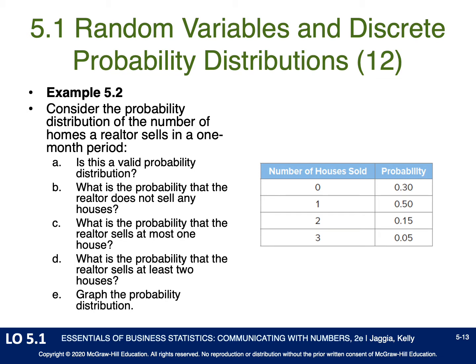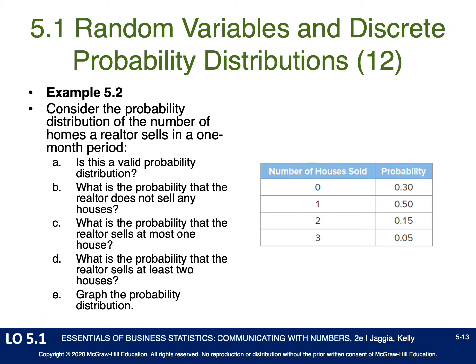So let's look at a second example. So here we have a realtor and the number of houses that she or he is selling and what's the probability that they're going to sell 0 houses, 1, 2, or 3 houses. So we've got a couple of questions that we're going to answer. First of all, is this a valid probability distribution?